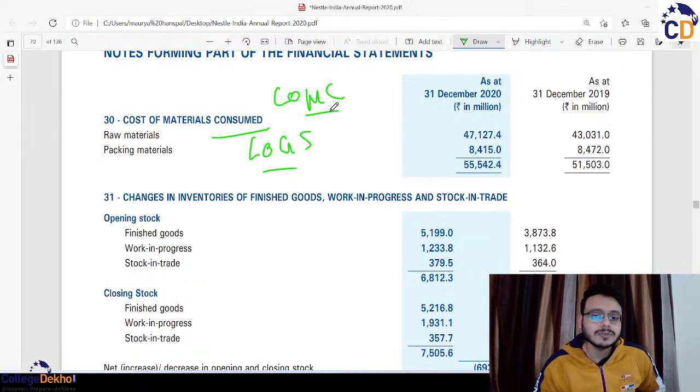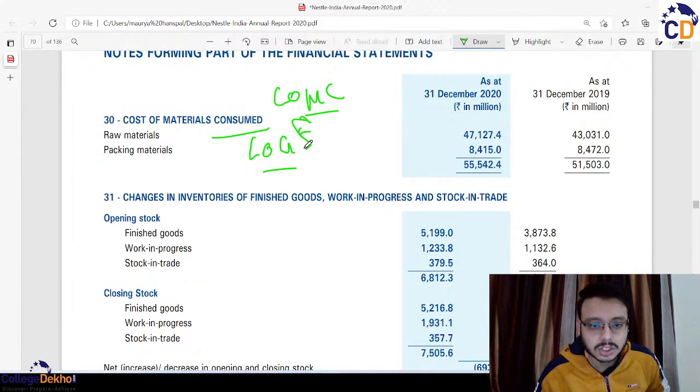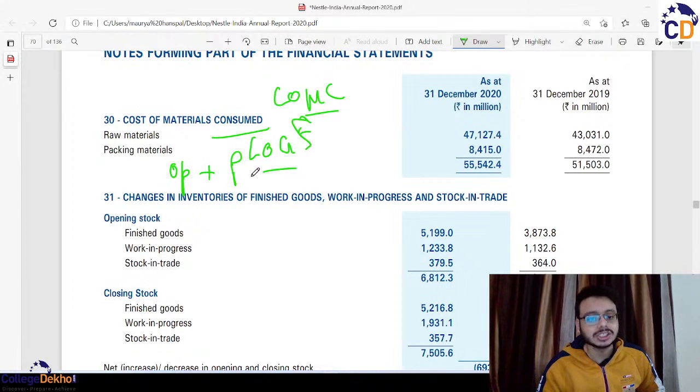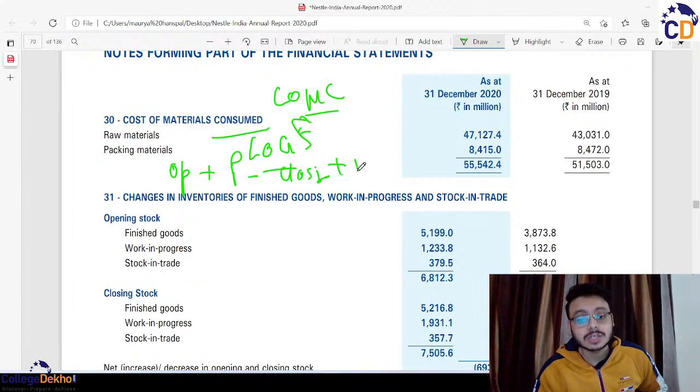And a large number of students have a query about what exactly is the difference between the two, the cost of goods sold and the cost of materials consumed. It is same. Both of them are same. And the formula basically for them is your opening stock plus your purchases minus your closing stock. Isn't it? No. Plus your direct expenses also.